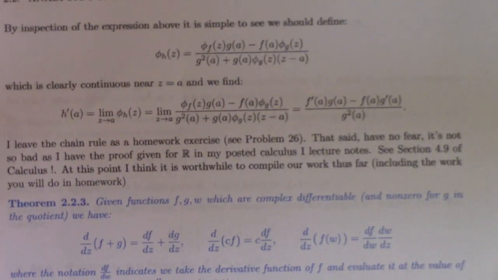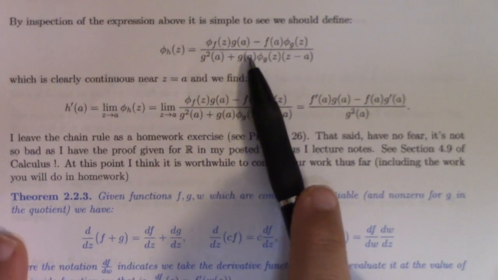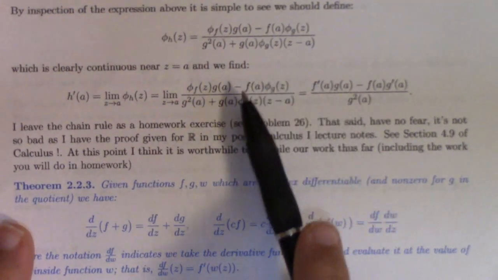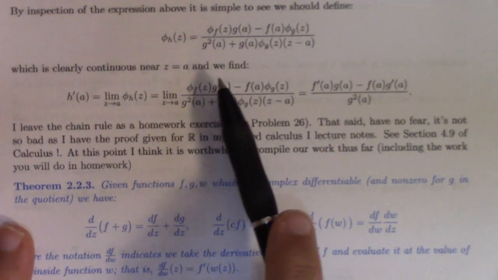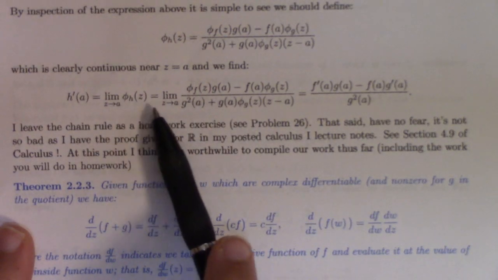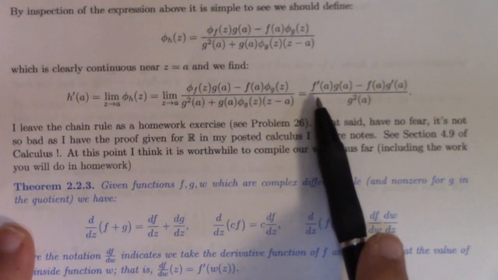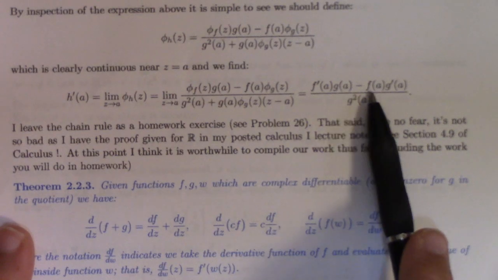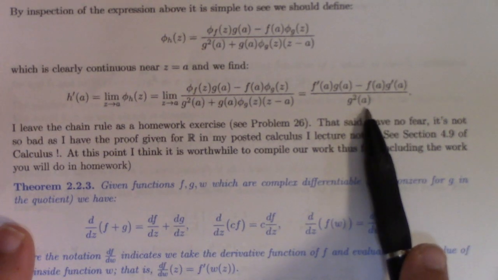That's a mouthful. And as such, this is what I'm saying in the next page, that h is equal to this, right? And then that has the requisite properties. And also, when you calculate the limit, what does it work out to? It works out to f prime of a g of a minus f of a g prime of a divided by g of a squared.